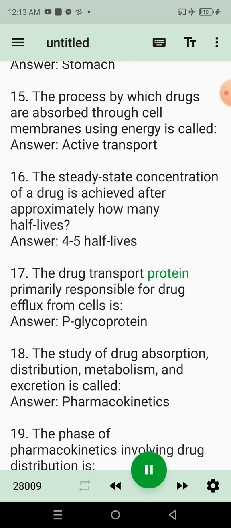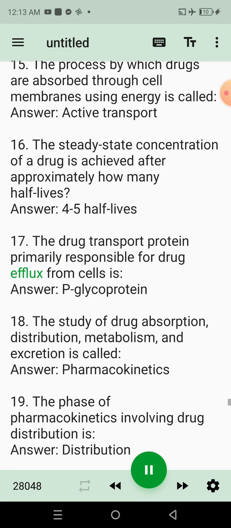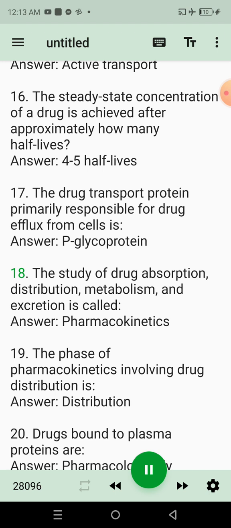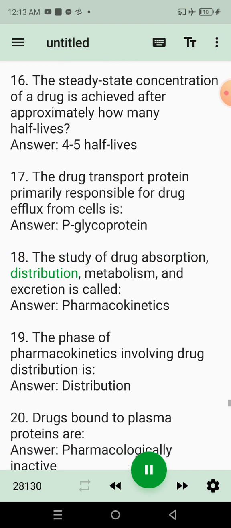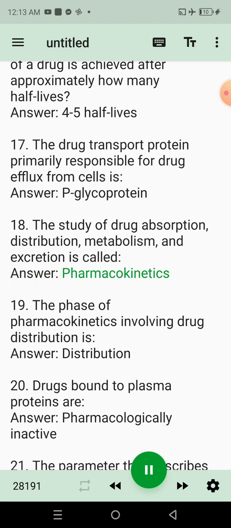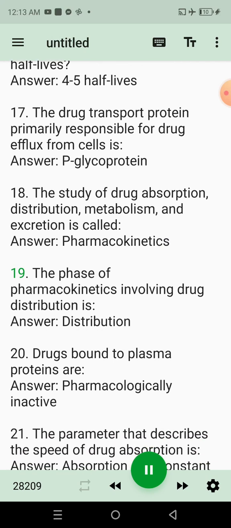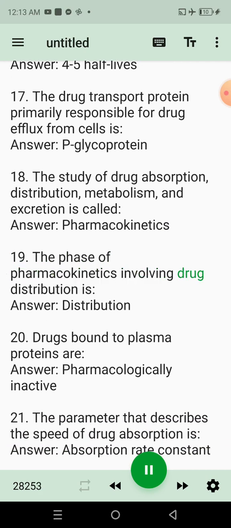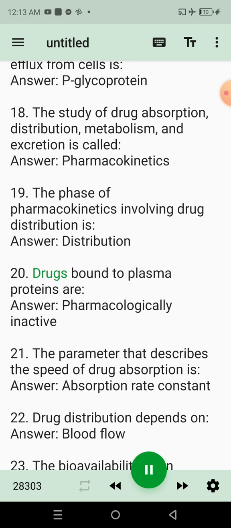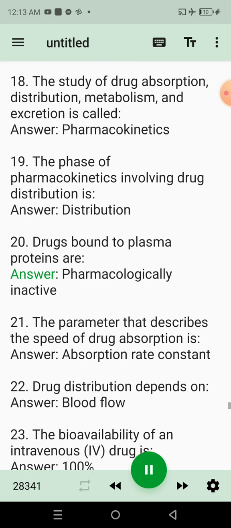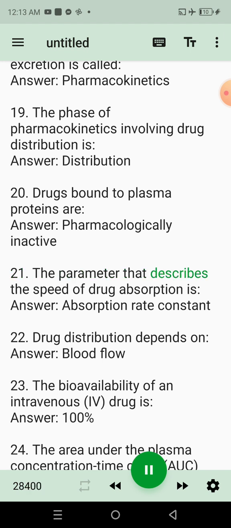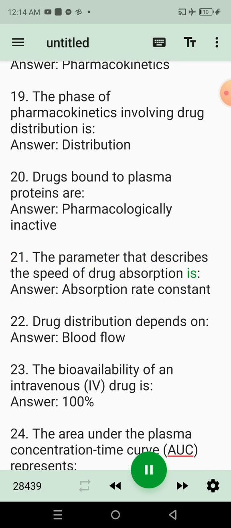17. The drug transport protein primarily responsible for drug efflux from cells is. Answer. P-glycoprotein. 18. The study of drug absorption, distribution, metabolism, and excretion is called. Answer. Pharmacokinetics. 19. The phase of pharmacokinetics involving drug distribution is. Answer. Distribution. 20. Drugs bound to plasma proteins are. Answer. Pharmacologically inactive. 21. The parameter that describes the speed of drug absorption is.